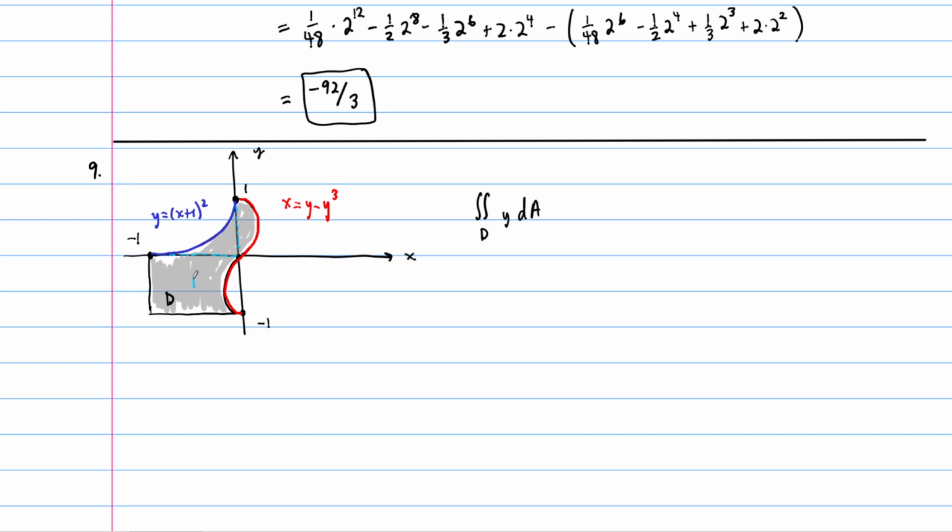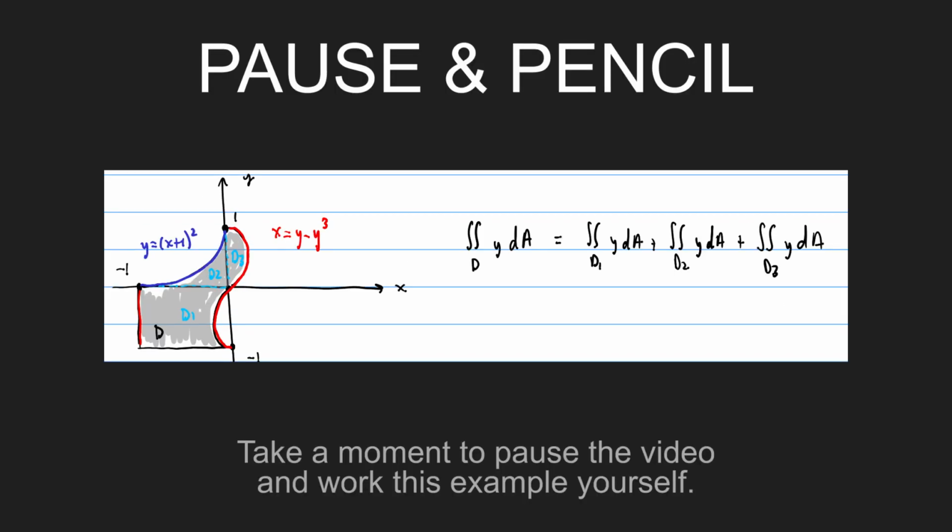Okay, so if we call this D1, D2, and D3, then the integral here is going to be the double integral over D1 of y dA plus the double integral over D2 of y dA plus the double integral over D3 of y dA. All right, so take some time, work that one out, and I'll check back in with you soon.